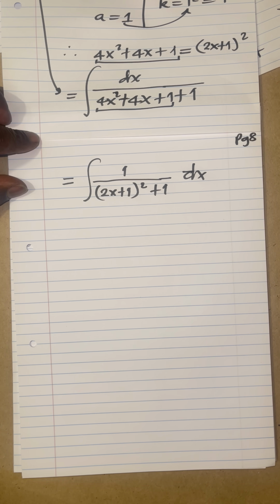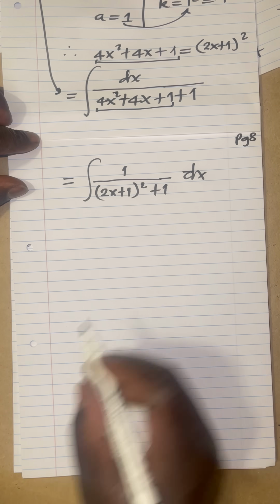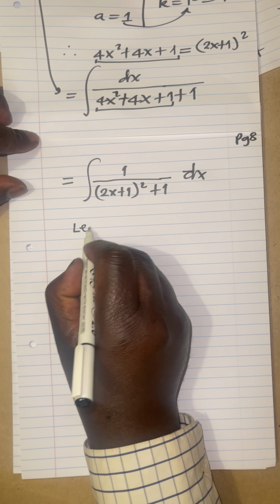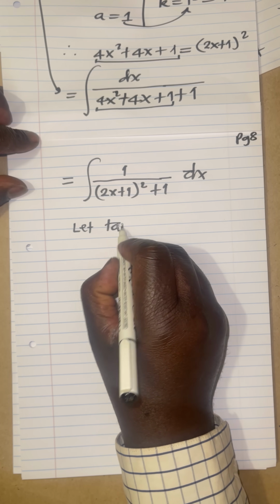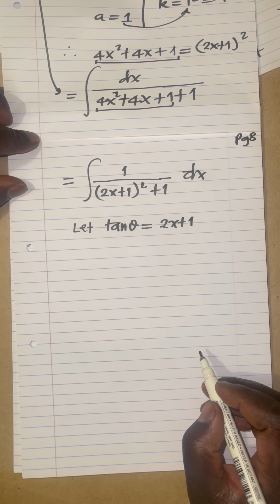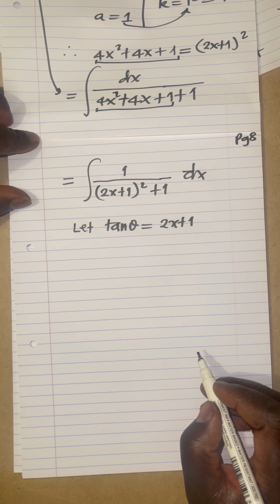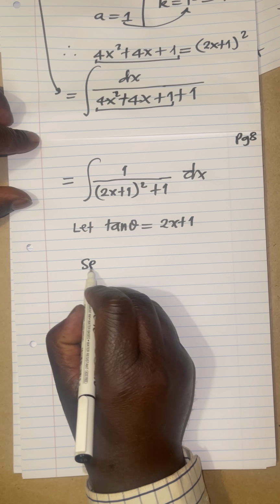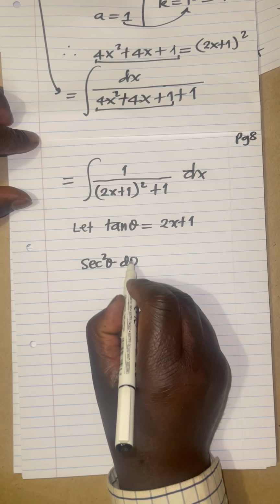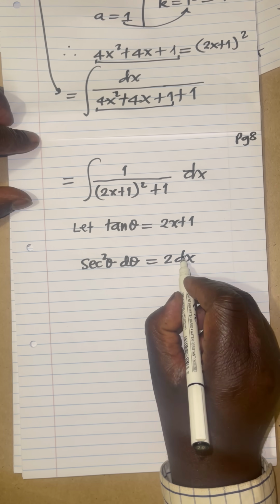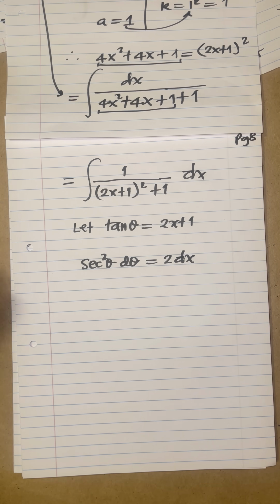Fantastic. At this stage, looking at this expression in the denominator, and I have 1 there, tan substitution comes to mind. So I'm going to say let tan theta be equal to 2x plus 1. And I'm going to have to differentiate implicitly both sides. Differentiating tan theta, you get sec squared theta d theta, which is equal to the derivative of the right hand side, just going to be 2 dx, if you agree with me. Derivative of 1 is 0, it's a constant.